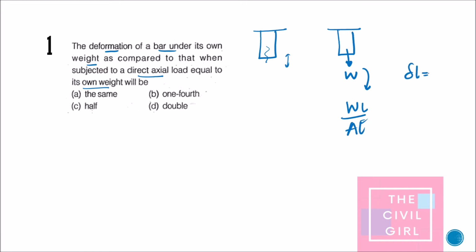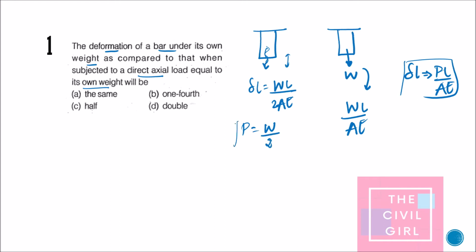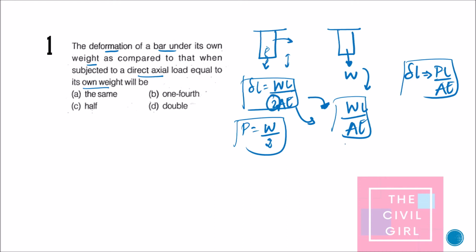Change in length due to axial force is equal to PL by AE. So this is our answer, we know. Since P is equal to W, it is WL by AE. And when we come to the deformation under its own weight, it will become delta L is equal to WL by 2AE. Here P will act as W by 2. We know this formula also. So when we compare these both, we can see that deformation due to its own weight is half that of deformation due to axial load. So the answer is half.